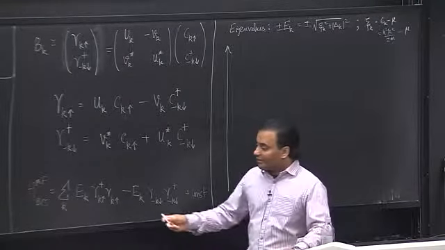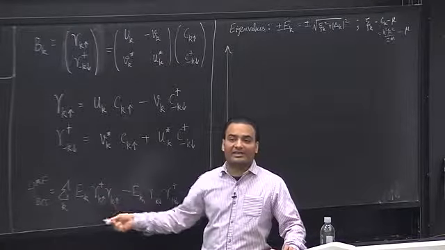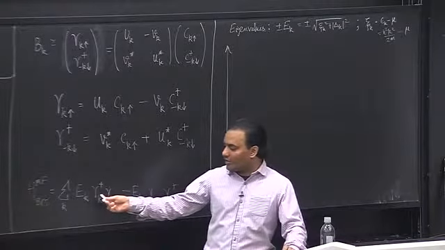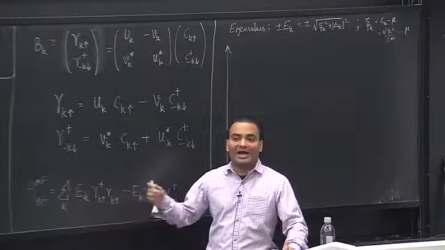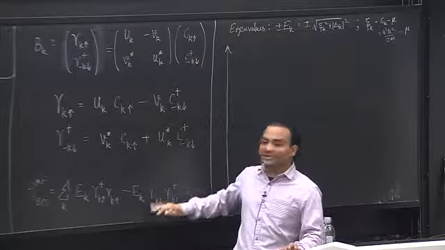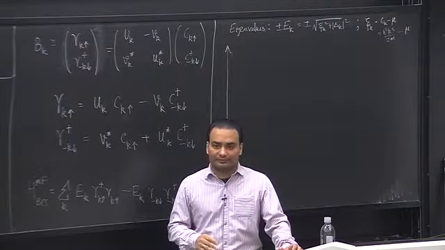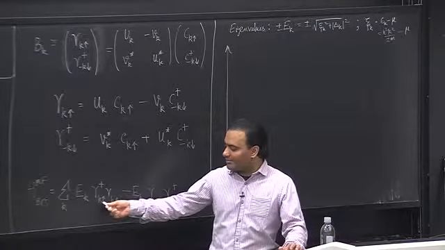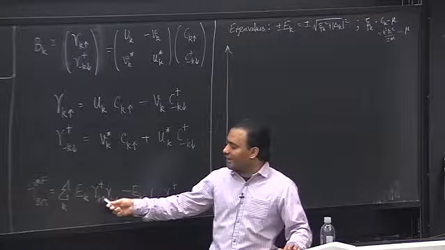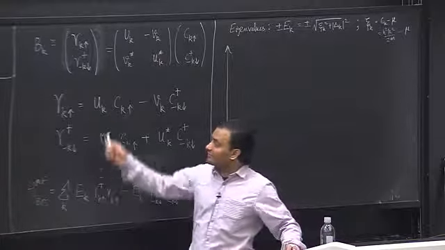So you can think of this term as a single particle creation operator. We are going to call this term as creating particles or quasi-particles, and this term will be seen as creating quasi-holes. So this gamma k up dagger is creating a quasi-particle.